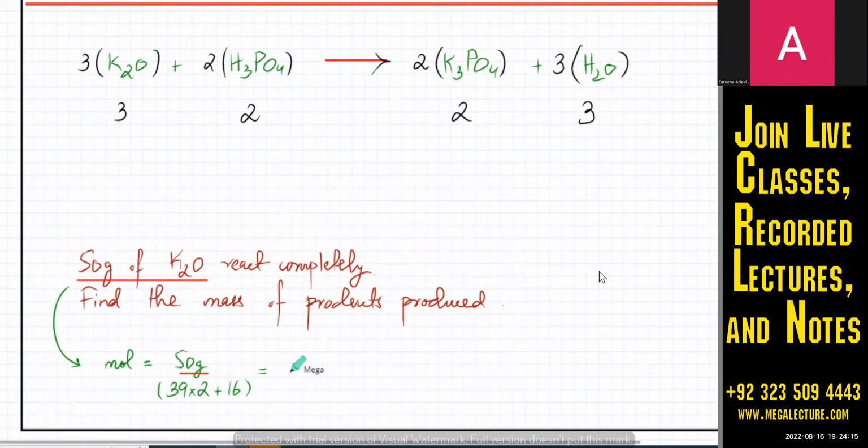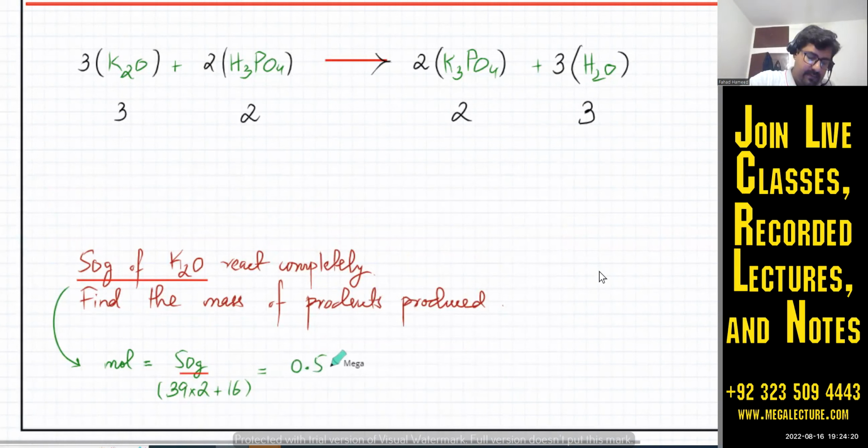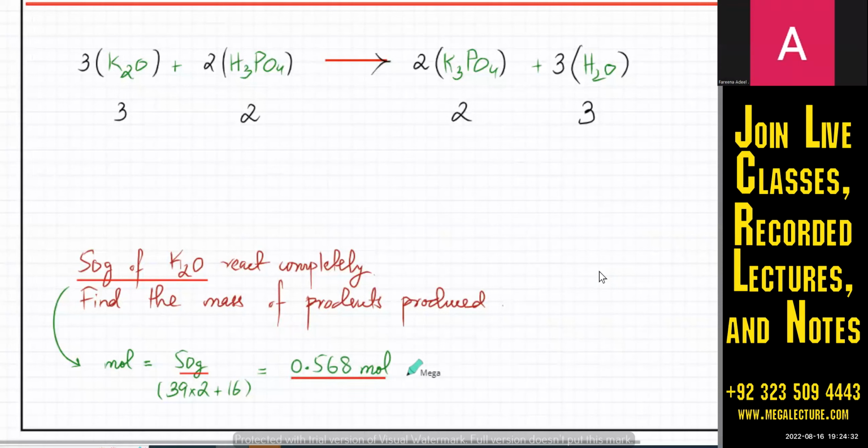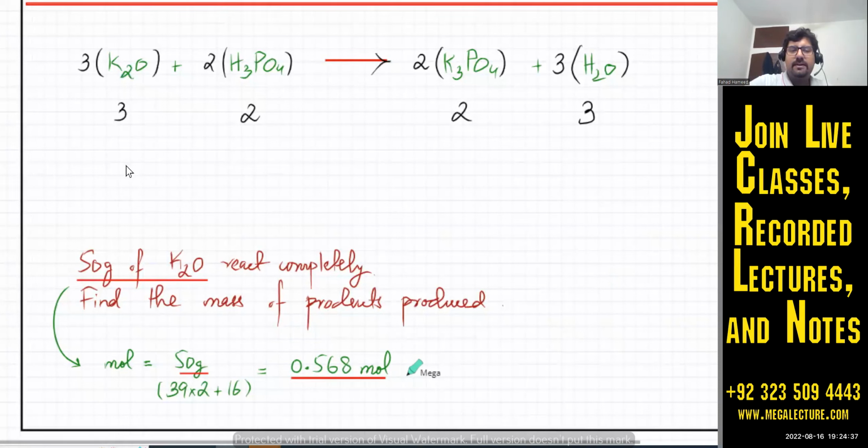0.568. So you're getting 0.568 moles, right? So that's how you find the moles. So we found the moles of potassium oxide. That's 0.568, right? So that's where we got that number. I found out that I've got 0.568 moles.